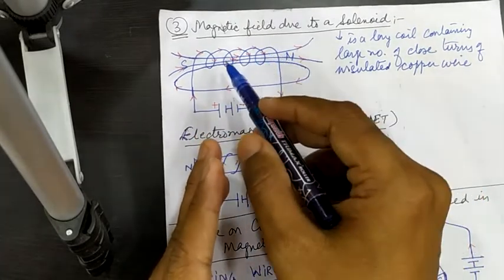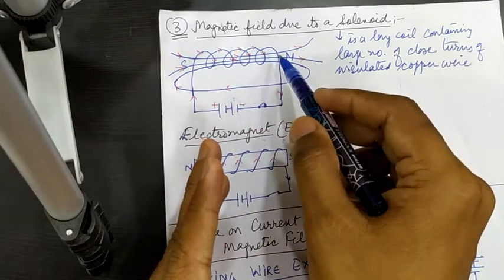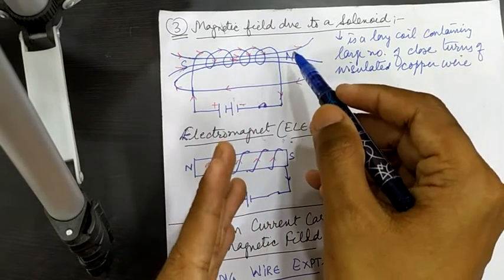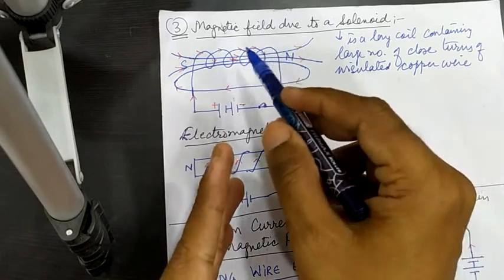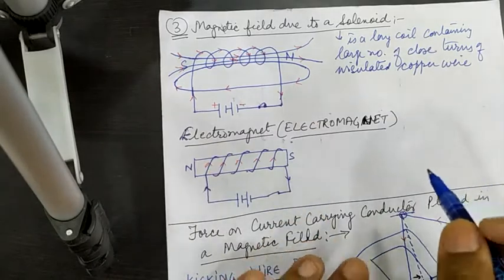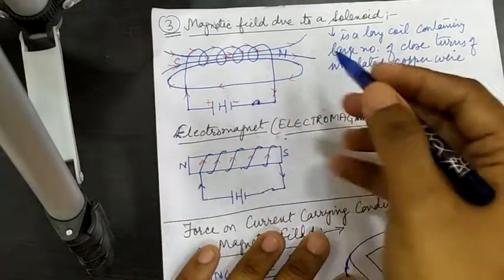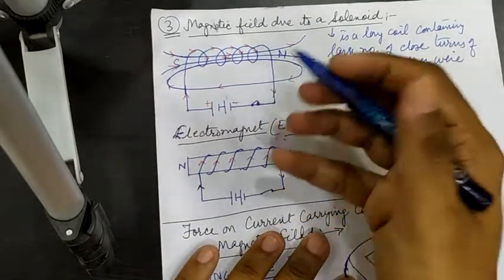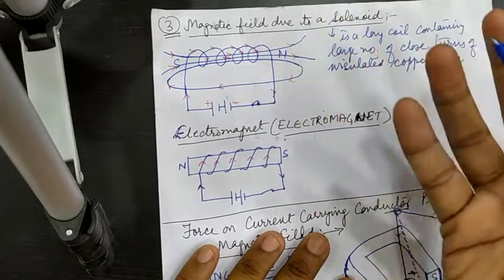So the end of a solenoid which will be repelled by the north pole of a bar magnet will obviously be its north pole, and the end of the solenoid which will be attracted by the north pole of a bar magnet will obviously be its south pole. So accordingly you can determine which is the north and the south pole.